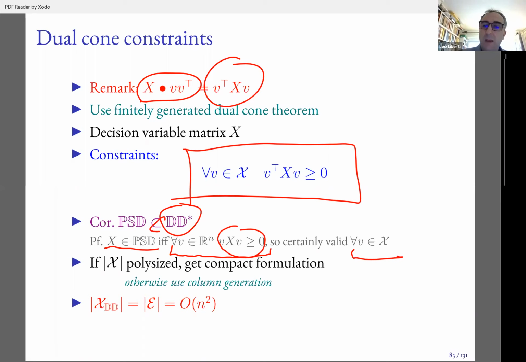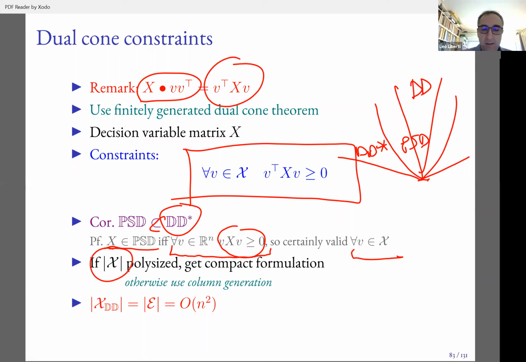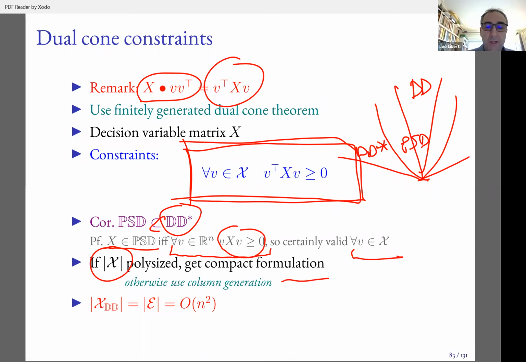So we have this picture. We have the PSD cone, and then DD star, and inside PSD, we have DD. This is the picture that we have. All right. In general, even if you apply it to another dual cone, if the generating set is polynomially sized, you get a compact formulation because you only need to add these constraints to determine membership to the dual cone. If you have an exponentially large set, you can use column generation.